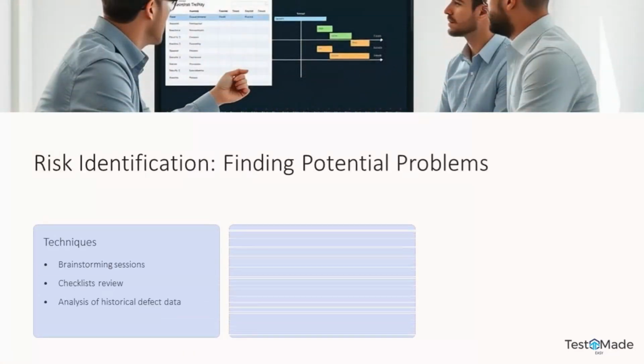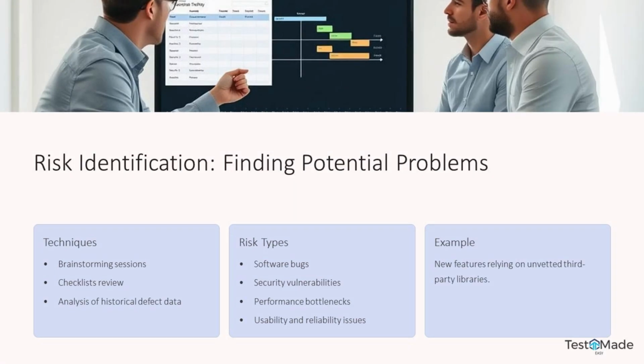Risk identification, finding potential problems. Techniques: brainstorming sessions, checklists review, analysis of historical defect data. Risk types: software bugs, security vulnerabilities, performance bottlenecks, usability and reliability issues, new features relying on unvetted third-party libraries.